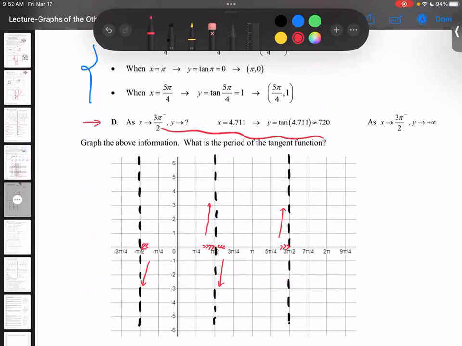All right, so those are the behavior and the vertical asymptote. The next step is to determine the x-intercepts. I keep saying x-axis.